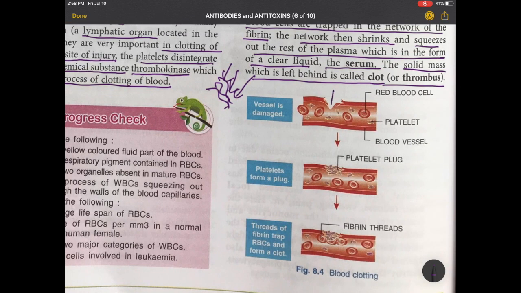So here you can see diagrammatic representation. A vessel is damaged here, okay. Red blood cells and platelets are there, blood vessel is there. So the platelets come here, disintegrate, okay, and then finally what is formed? Fibrin is formed, and red blood cells, white blood cells will get trapped here, and the clot is formed.